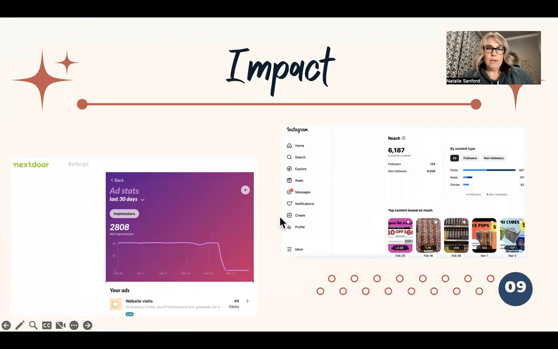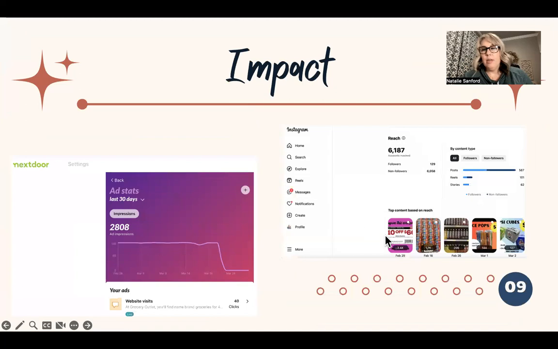And then the impact, so this is what I measure our impact with the Nextdoor. We had 2,808 impressions, and then we had these website visits that linked right back to our website, which allows you to register your email address. So you become part of that email base.